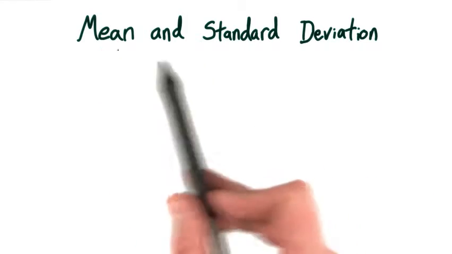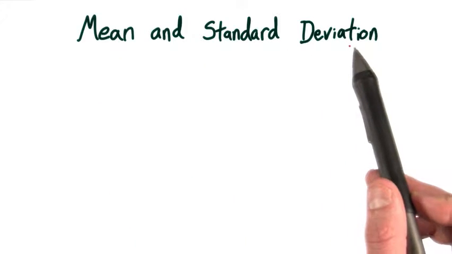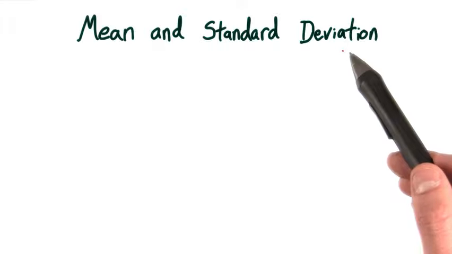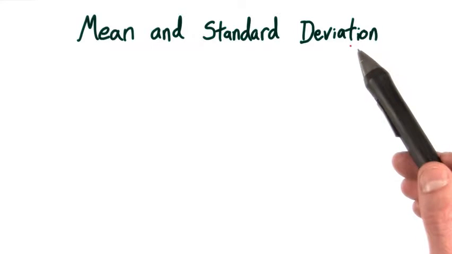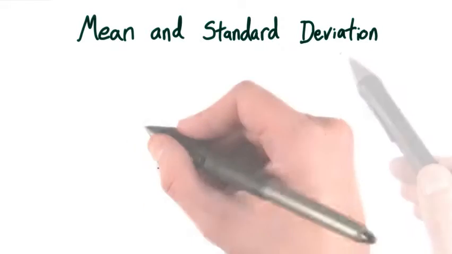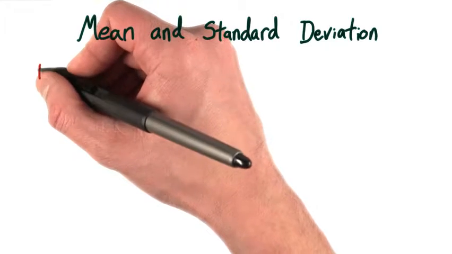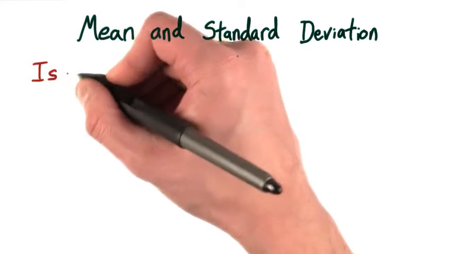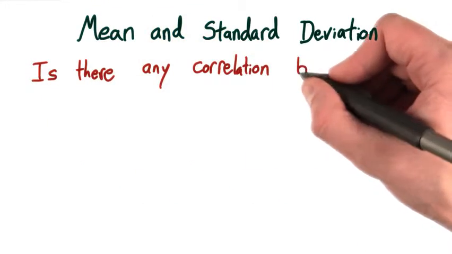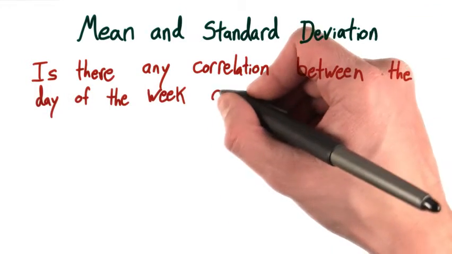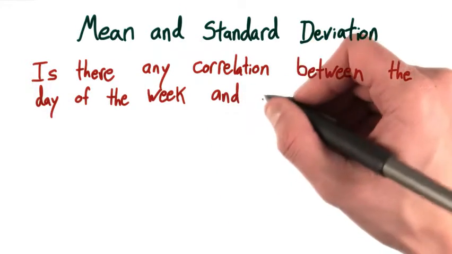So let's do it. Let's calculate mean and standard deviation. And to do that, let's think back to our example with stores and sales. Let's say the question we want to answer is: is there any correlation between the day of the week and how much money people spend on various items?